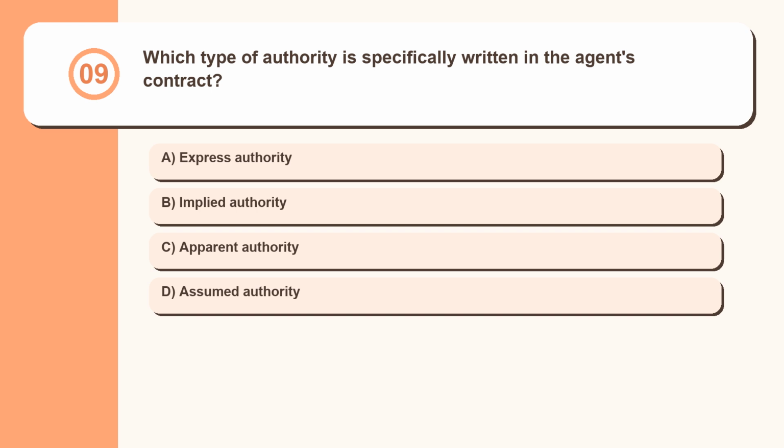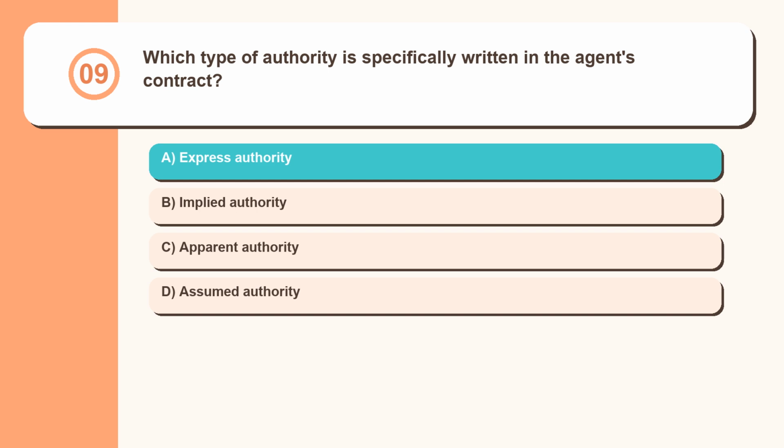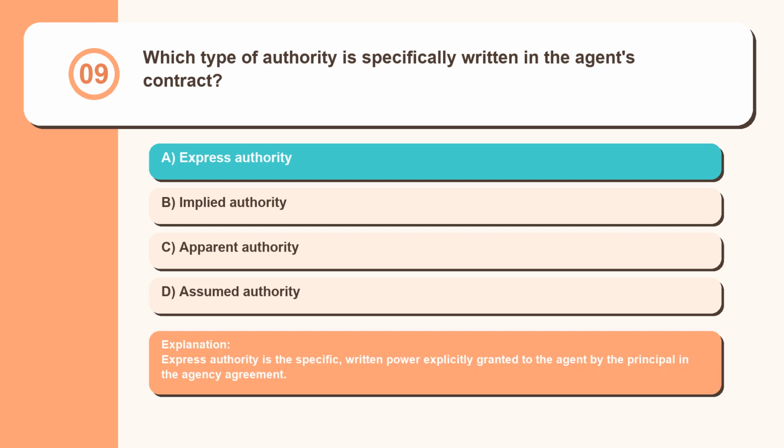Question 9. Which type of authority is specifically written in the agent's contract? Express authority, implied authority, apparent authority, assumed authority. Express authority is the specific, written power explicitly granted to the agent by the principal in the agency agreement.